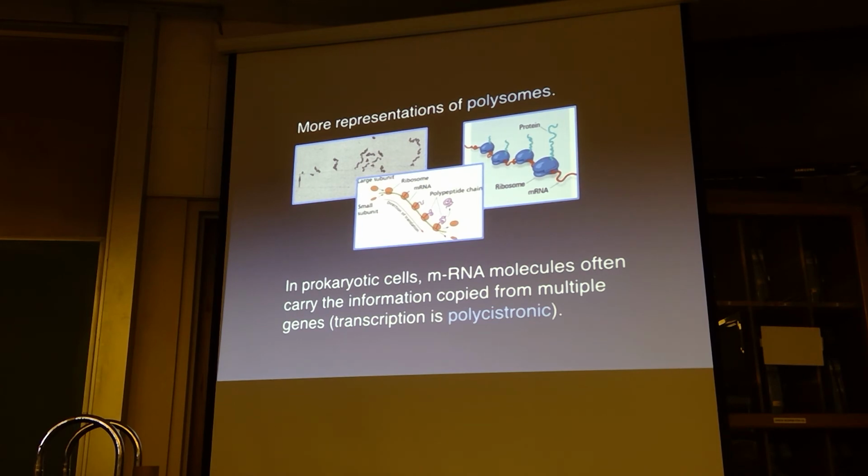And then, as I said, in prokaryotic cells, you have polyribosomes, but you also have polycistronic transcription. Don't mix those two words up, polyribosome and polycistronic. Polycistronic transcription means you're going to encode multiple different proteins on the same section of messenger RNA. So it's a copy of more than one gene.